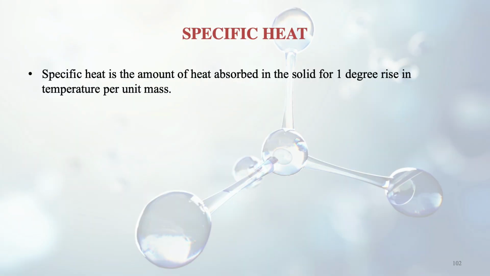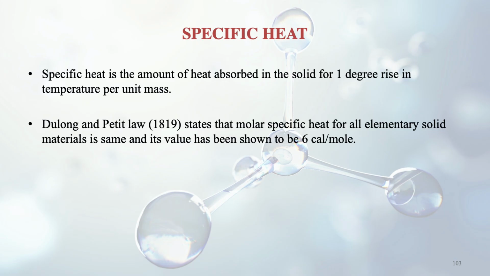So now we discuss another property that is called the specific heat. This is also a very important property, and it is defined as the amount of heat absorbed in the solid for 1 degree rise in temperature per unit mass. So if you have, suppose, 1 kg of a certain substance, then if the temperature of that substance has to rise by 1 degree centigrade, we have to give a certain amount of heat to it, and that heat is known as the specific heat.